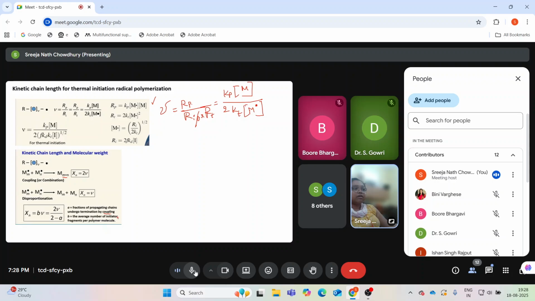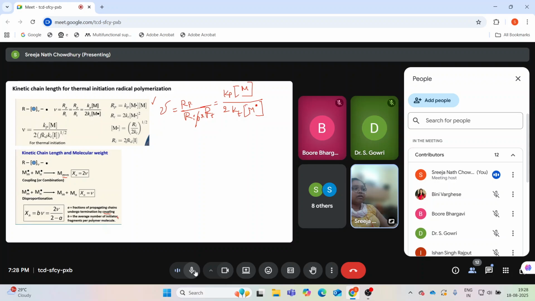The value of B is 2 initiator molecules. If disproportionation happens, producing dead polymer, then the initiator per chain will be 1. Now they are showing the average number of initiator fragments. In a reaction, not 100% will be the coupling reaction, and not 100% will be the disproportionation reaction. There will be a mix of the two reactions.